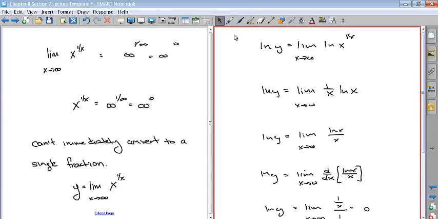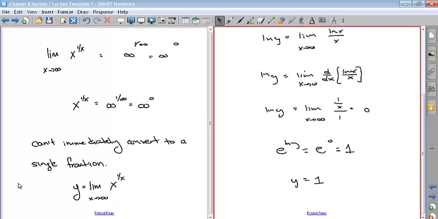So this y is not really a coordinate, that's the limit. You take the natural log of both sides so that you can break this up into a ratio, using L'Hopital's rule to take the derivative. Going from here to here is using L'Hopital's rule. And then once you get to the end, you have to solve for what the limit was, which is y.